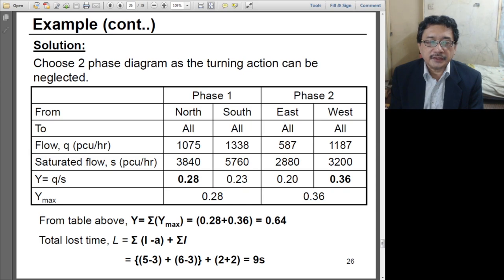So we take the largest y value for phase 1, which is 0.28, and for phase 2, which is 0.36. So the total Y is the sum of both y max, which is 0.28 plus 0.36, which equals 0.64. Next, we calculate the total loss time, which is just the sum of the intergreen minus amber time plus the sum of the loss time. For the first phase it is 5 minus 3, plus for the second phase 6 minus 3, plus the loss time, which is 2 plus 2 for both phases. So the total loss time is determined as 9 seconds.